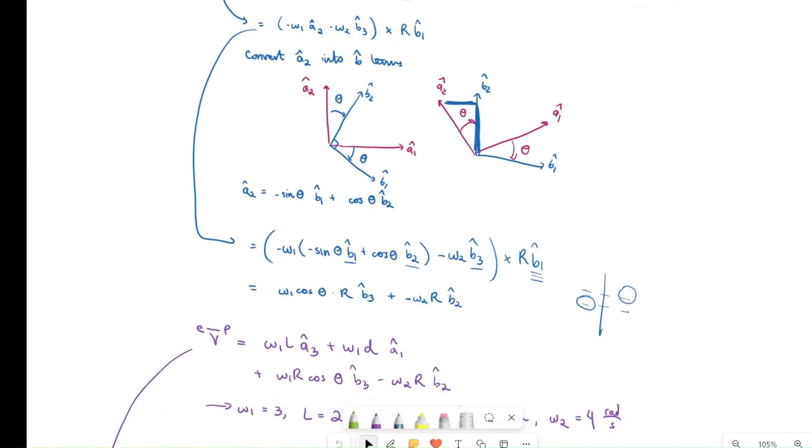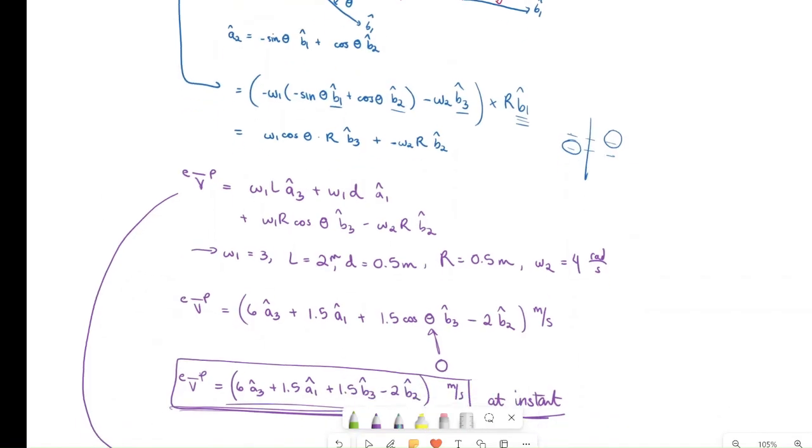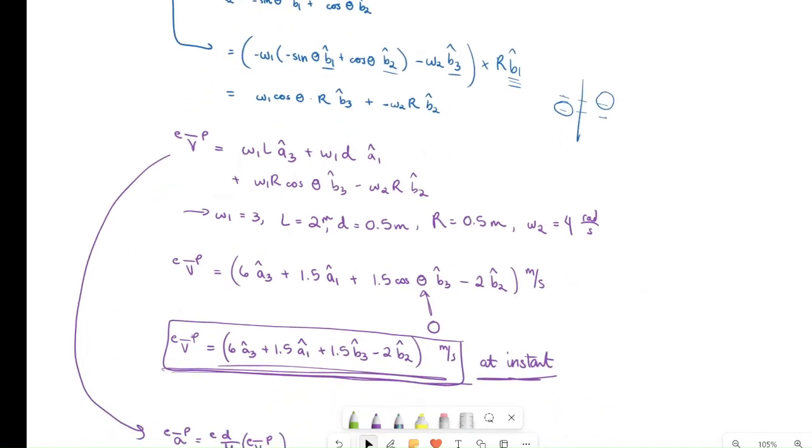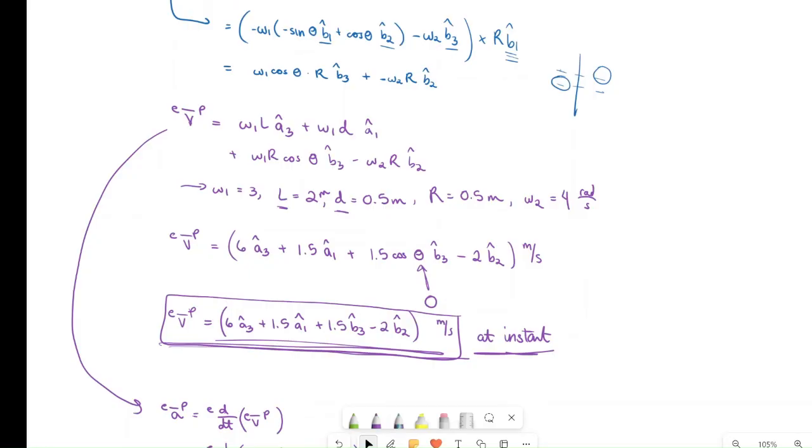And one of the key steps that we did was this vector projection right here, to convert all the quantities into the same reference frame terms. So when we did that, we were able to get an expression for the velocity, and using the information we were given in the problem, which we also defined these variables to represent the lengths, we can plug it in to find the velocity at the specific instant, which was when theta equals 0.